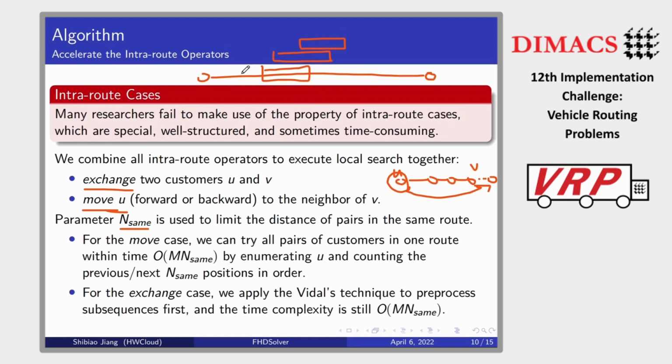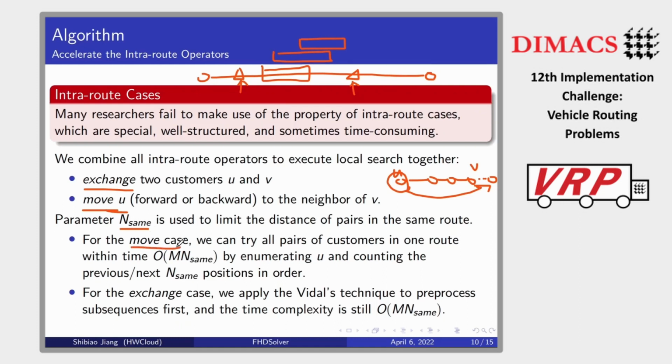Because if we want to exchange two customers here and here, it is almost impossible because the time windows of these two customers are really different. And now let me tell you some details.